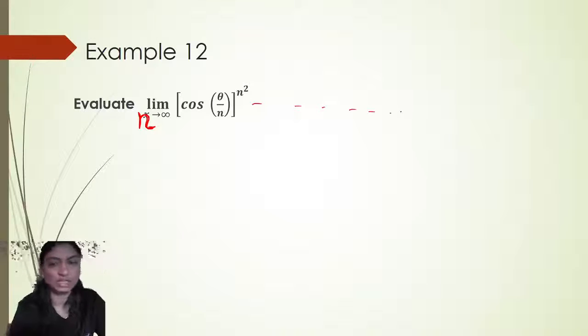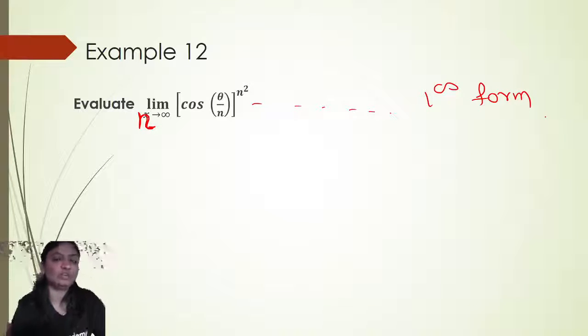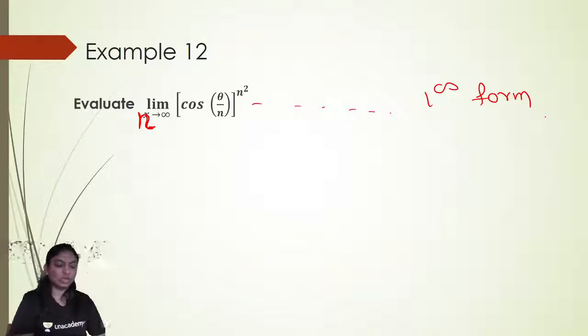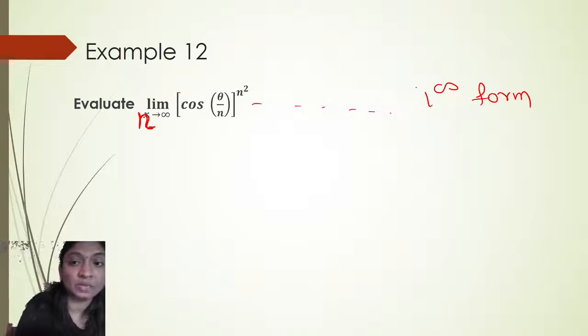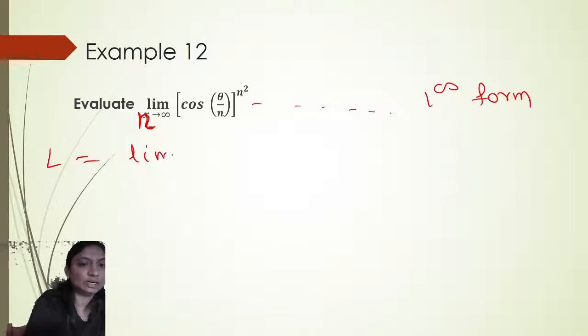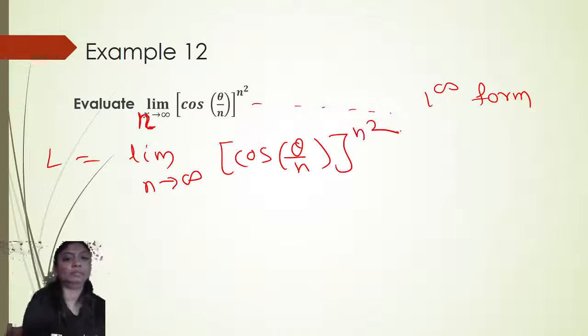Now this is a different example: 1 raised to infinity form. अब तक यहाँ पे 1 raised to infinity form आया नहीं था. 0 raised to 0, infinity raised to 0 form था, infinity raised to infinity था. But 1 raised to infinity here. So taking log on both sides. So L is equal to limit as n tends to infinity, cos theta by n bracket raised to n square.